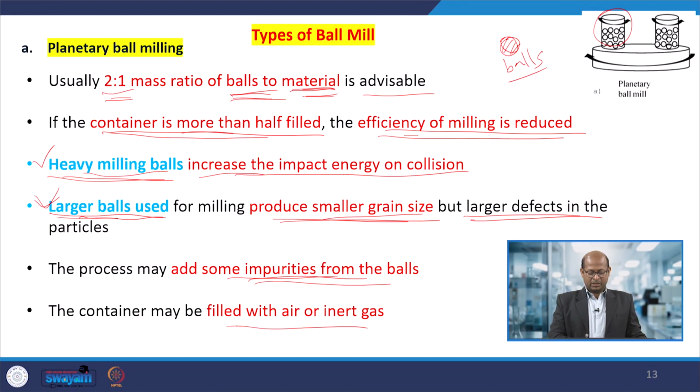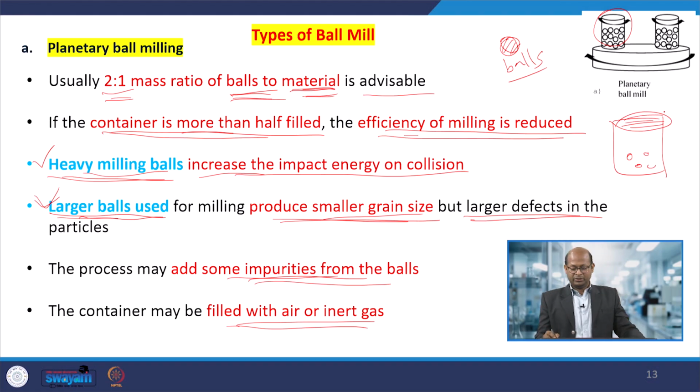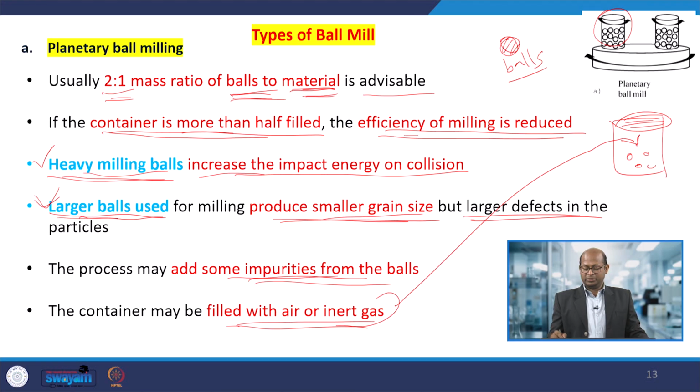The containers we are using, with balls and materials, can also be filled with some inert gas. When grinding takes place, we can use inert gas such as nitrogen, hydrogen, or argon, depending upon our applications or the materials we are going to size reduce.